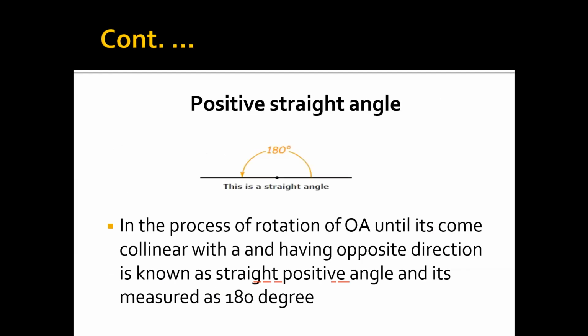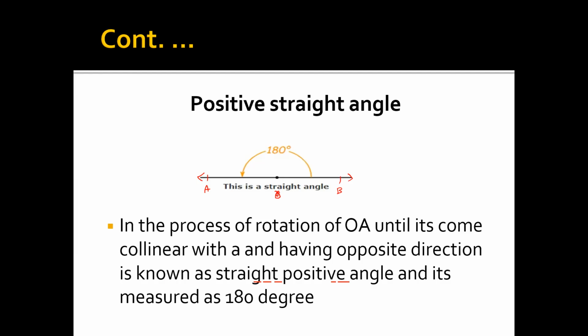Now you can understand in this slide. Let's suppose I have this side OB, and here we have OA. So OB became collinear and OA became opposite of OB. In that case, the angle made by both lines will be 180 degrees. So this 180 degree angle is called a positive straight angle. I think you have understood what a positive straight angle is.